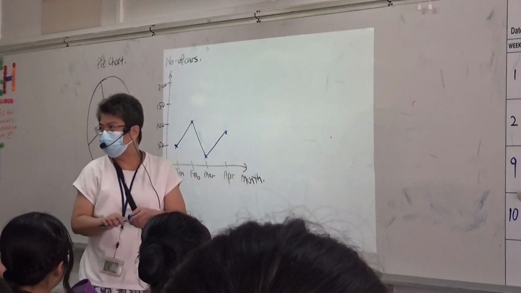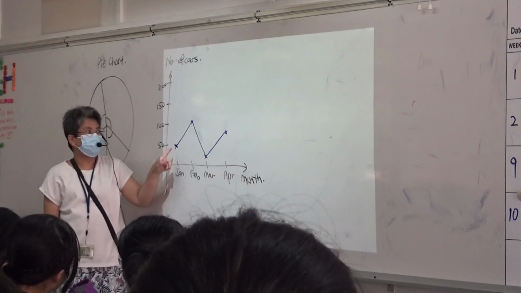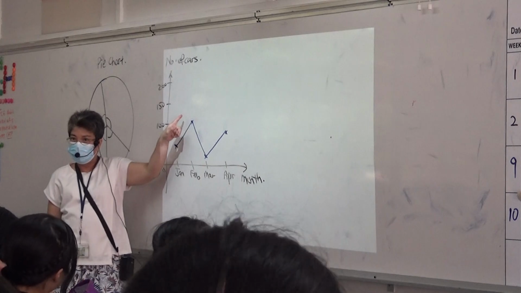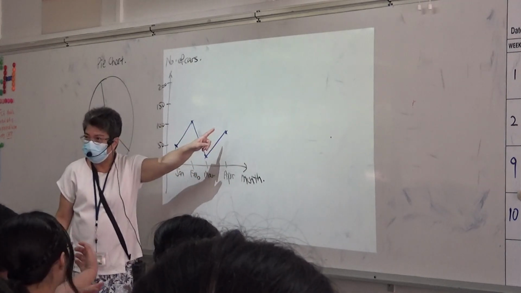Understand? What does it show? All of you look up. It shows that from January to February there's an increase in the number. This one means what? Decrease, then an increase again.